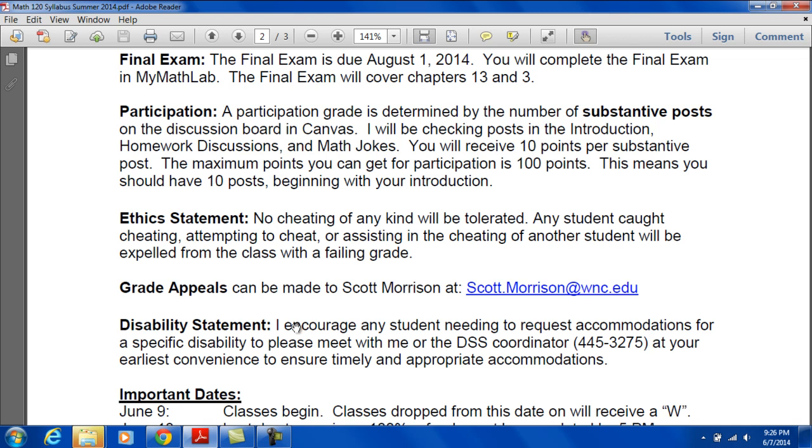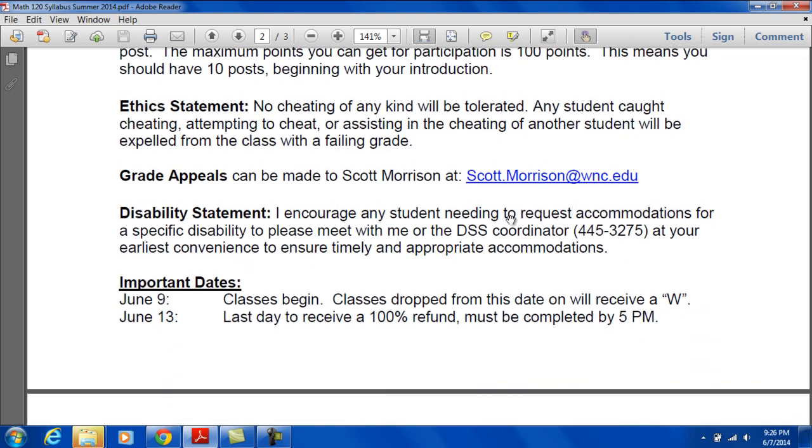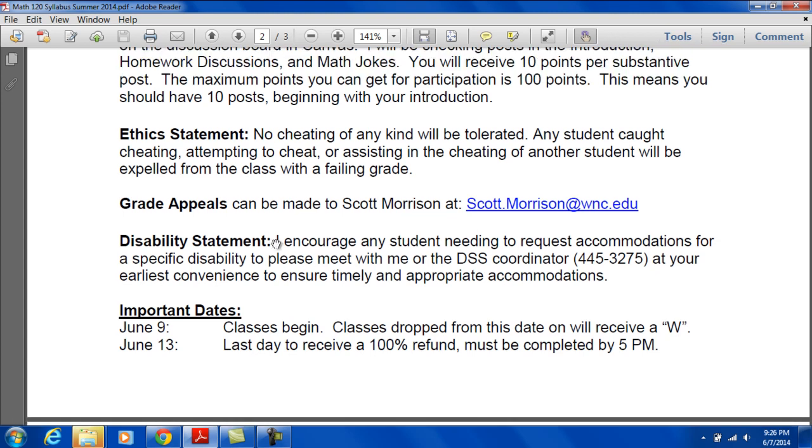Ethics statement: no cheating of any kind will be tolerated. Any student caught cheating, attempting to cheat, or assisting in the cheating of another student will be expelled from the class with a failing grade. Grade appeals can be made to Scott Morrison at scott.morrison at wnc.edu.